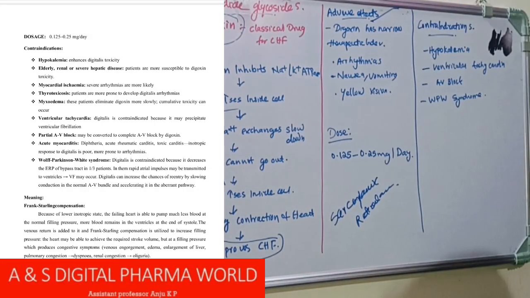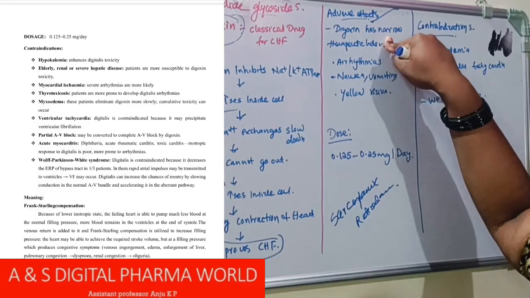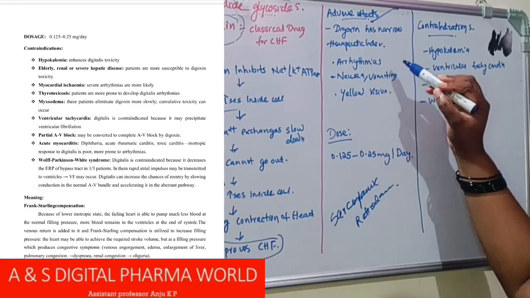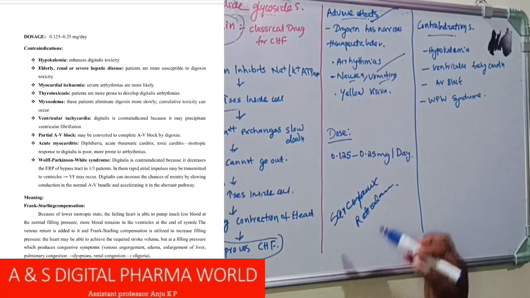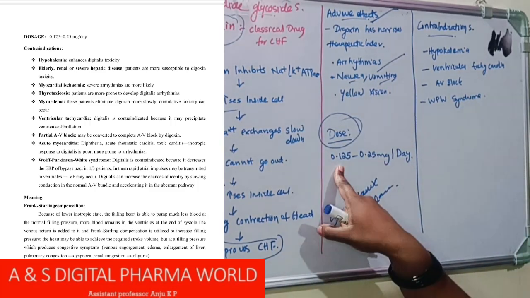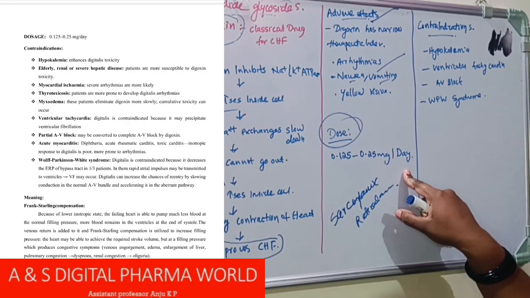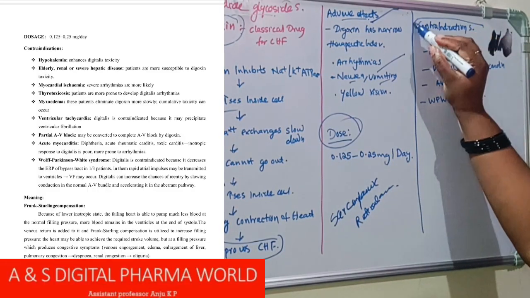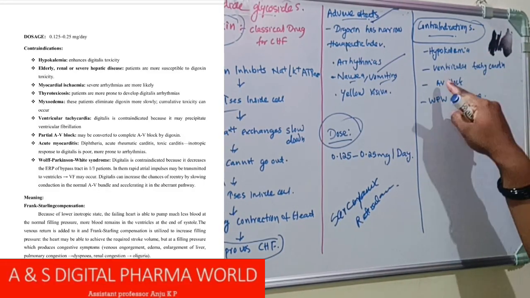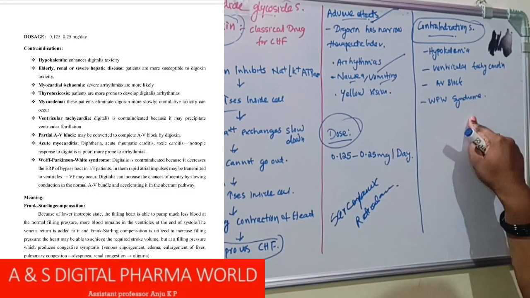We are talking about the adverse effects, which means the side effects. Normally digoxin has a narrow therapeutic index. So it will show side effects like arrhythmias, nausea, vomiting and yellow vision. Coming to the dose, we will give 0.125 to 0.25 mg per day. The contraindications are hypokalemia, ventricular tachycardia, AV block as well as WPW syndrome.